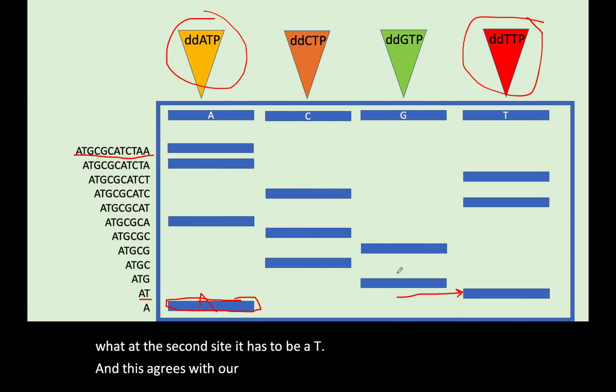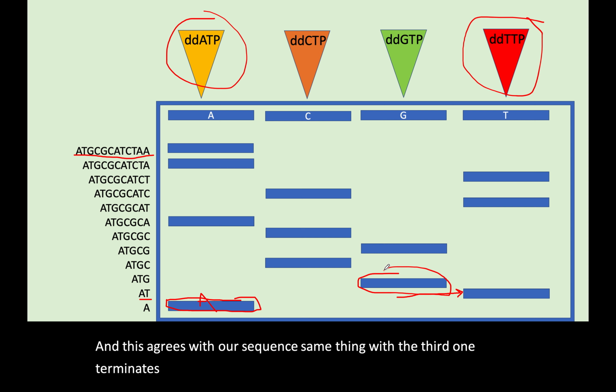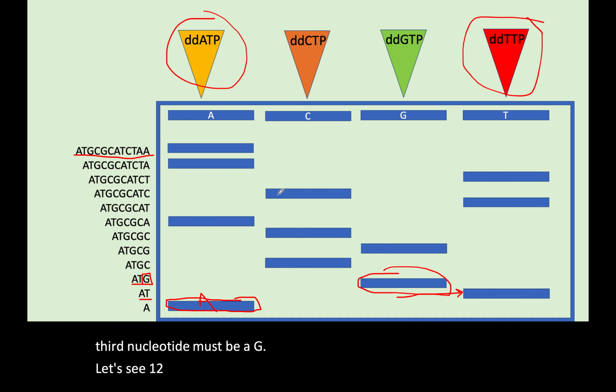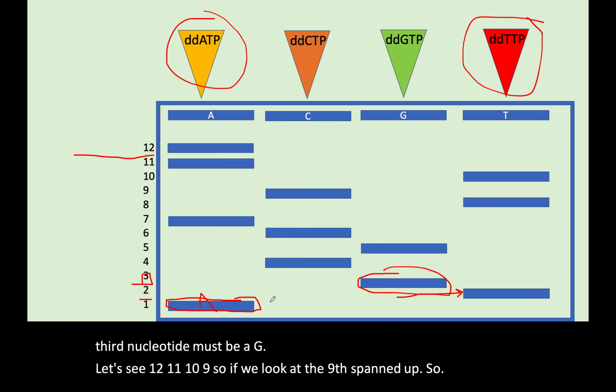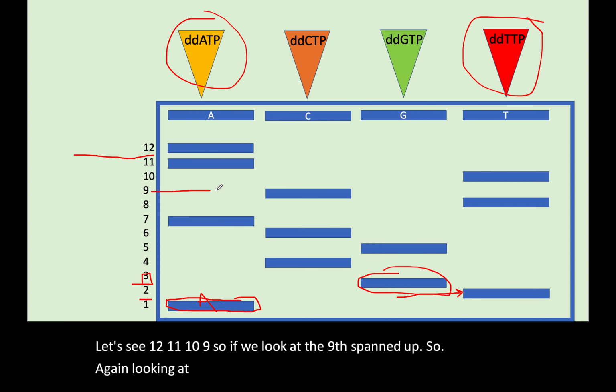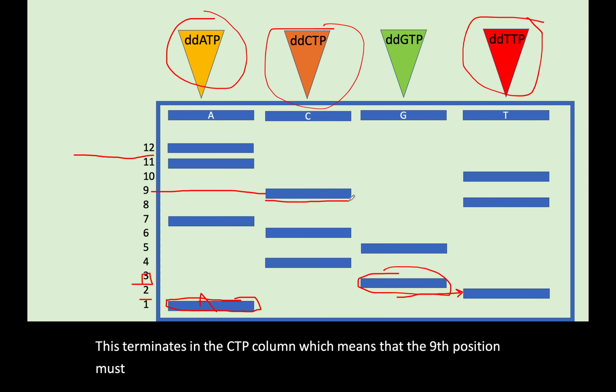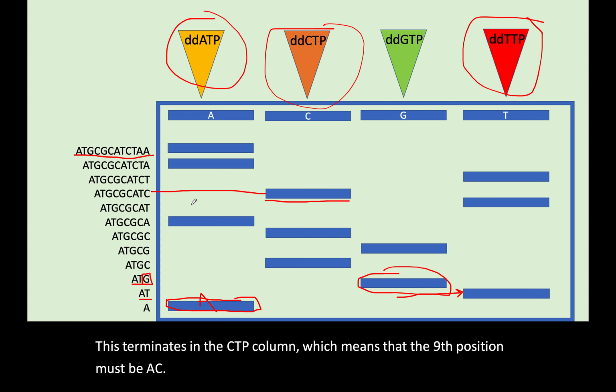Same thing with the third one. The third one terminates in the ddGTP column. So that means the third nucleotide must be a G. Let's see, 12, 11, 10, 9. So if we look at the 9th band up, again looking at the numbers, here's number 9 right here. This terminates in the CTP column, which means that the 9th position must be a C. And again, this agrees with our sequence.